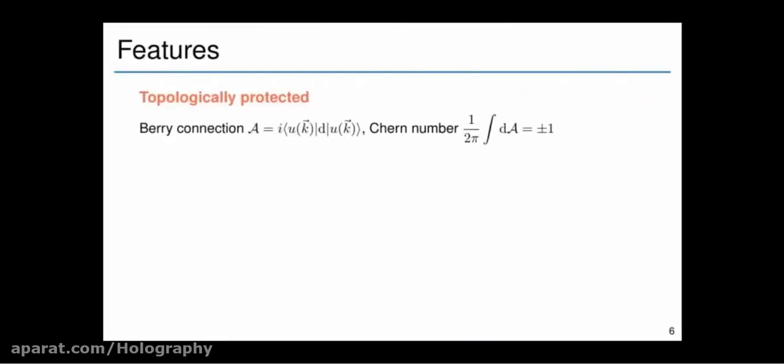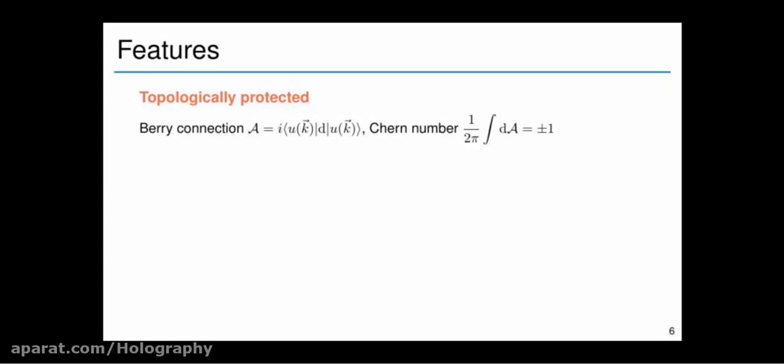Another feature of this model that is true more generally is that these Weyl points, these Weyl nodes, are topologically protected. So the two energy bands meet at these points. So it's a point of degeneracy in the spectrum of the Hamiltonian. And so you need something to protect this degeneracy from just being destroyed by small perturbations. And in a Weyl semimetal, the degeneracy is protected by the topology of the Berry connection.